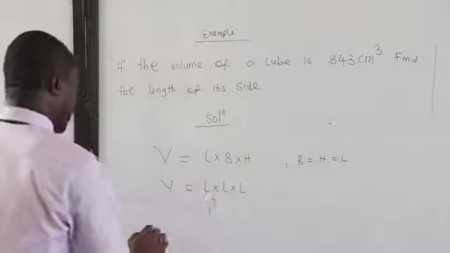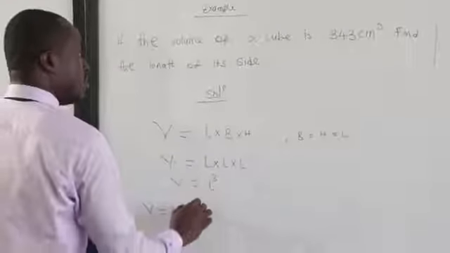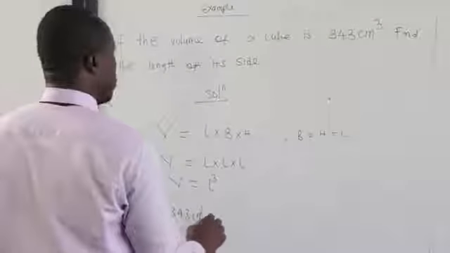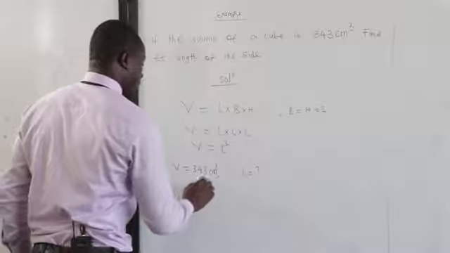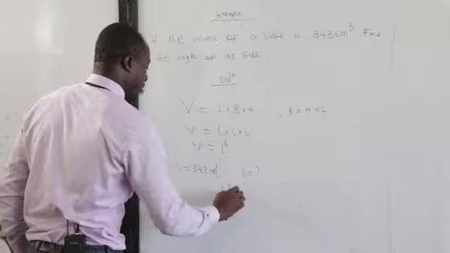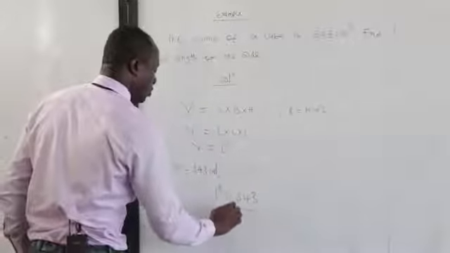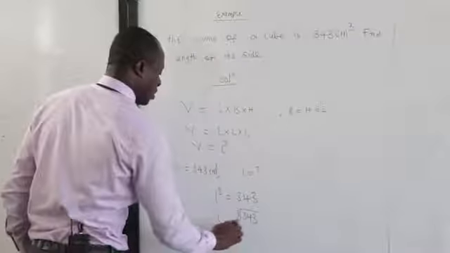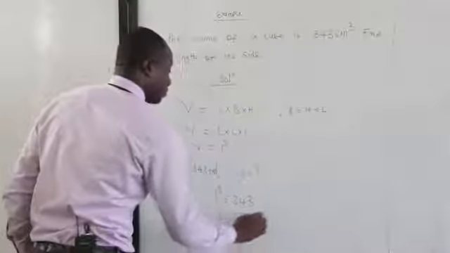Now what have we been given? We've been given V, which is 343 centimeter cube. Now, what do we want to find? We want to find L. So V is L cube. Clearly we've been given V to be 343, so we have L to the power 3 to be 343. Now L will be the cube root of 343, and the cube root of 343 gives us 7.